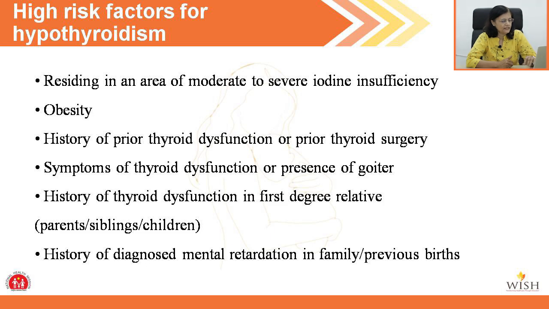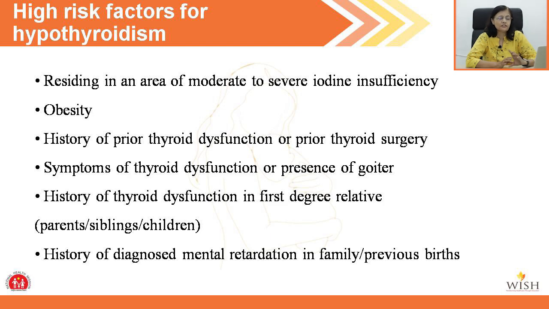Then obesity is again an important high risk factor for hypothyroidism. Any person who has undergone any type of neck surgery is prone to thyroid injury and hence hypothyroidism. Then there can be a goiter, or a family history, especially in a sibling, mother or father, of thyroid dysfunction, then their descendants are at risk of developing hypothyroidism. So that history should be taken in these patients.